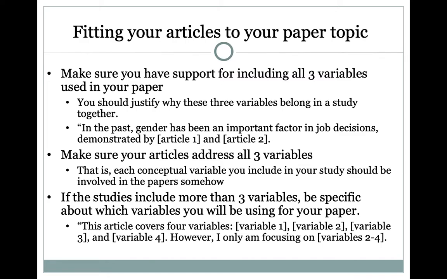Secondly, you're going to want to make sure your articles address all 3 variables. Not every article needs to address all 3, but together all 3 variables need to be addressed. Each conceptual variable you include in your study should be involved in the paper somehow. I say conceptual because you might be measuring anxiety one way and a different paper measures anxiety a different way, and that's fine. You have the conceptual variable of anxiety, just not the same measurement. And lastly, if the studies include more than 3 variables, be specific about which variables you're using for the paper. When you're covering an article, you could say, this article looks at variable 1, variable 2, variable 3, and variable 4. However, I'm only focusing on variables 2 to 4 because those are the only ones that are meaningful for my study.